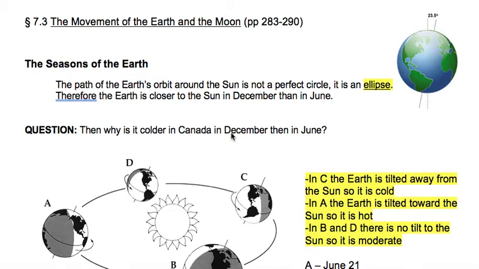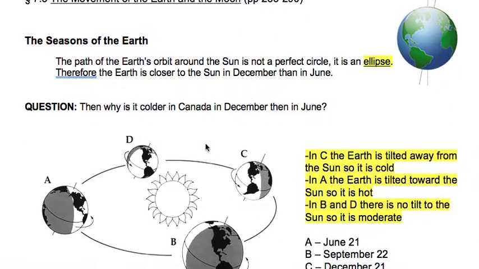We will look at the movement of the Earth and the Moon. First, we'll look at the seasons. The path of the Earth's orbit around the Sun is not a perfect circle, it is an ellipse. Therefore, the Earth is closer to the Sun in December than in June. So then why is it colder in Canada in December than in June?